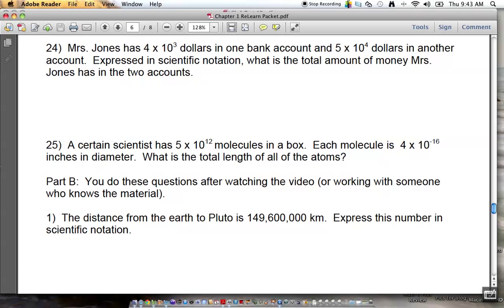Remember, don't lose this sheet of paper because we're going to do that whole relearn packet, and we can just staple this in next time you come into class, okay? And then you don't have to redo this. If you lose the paper, you're going to have to redo it.